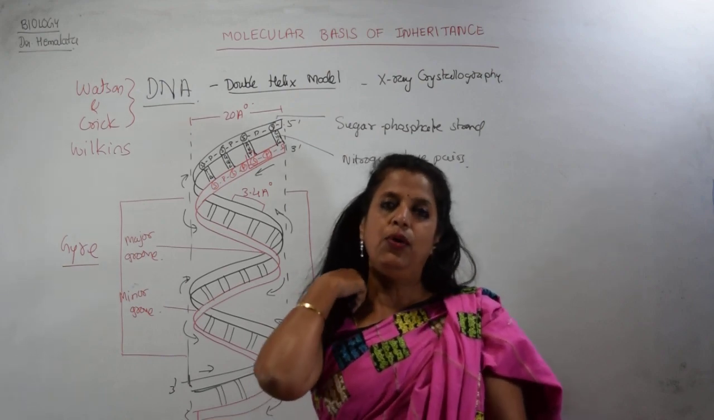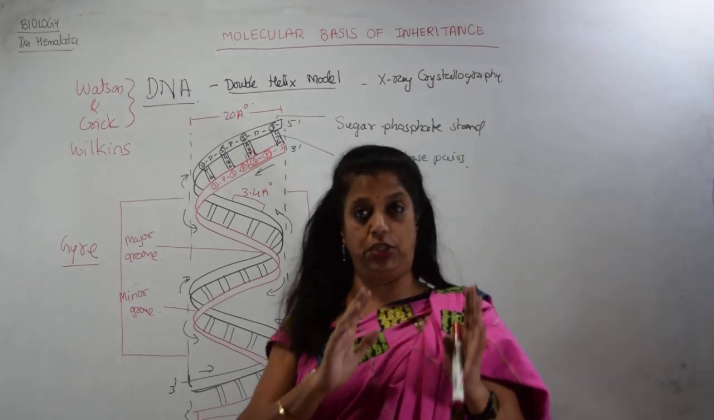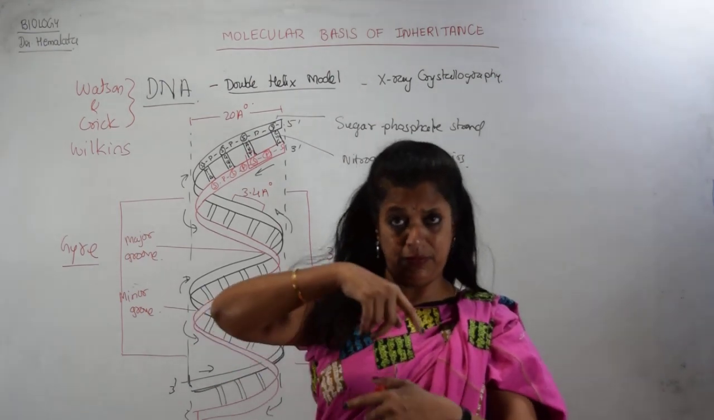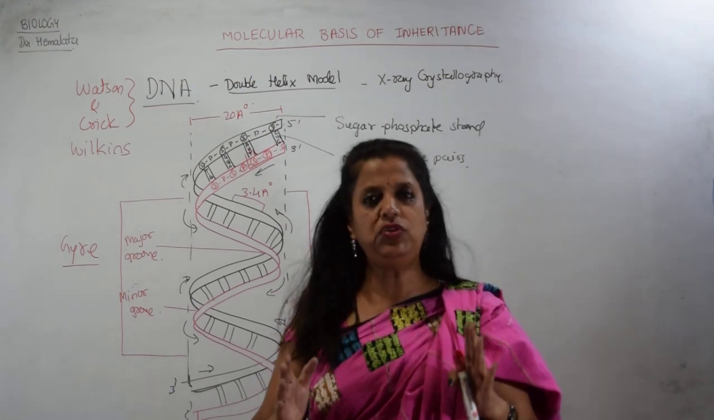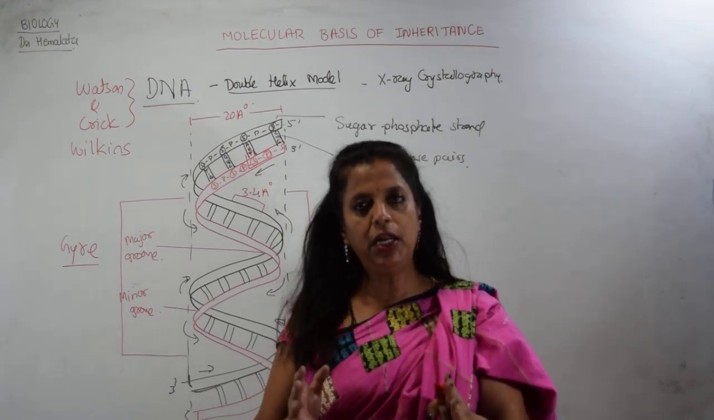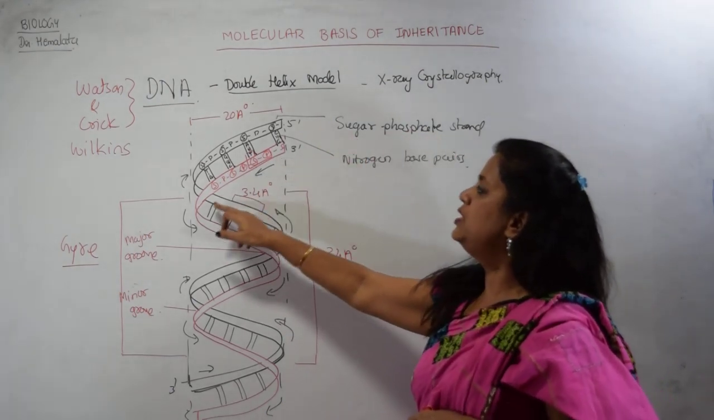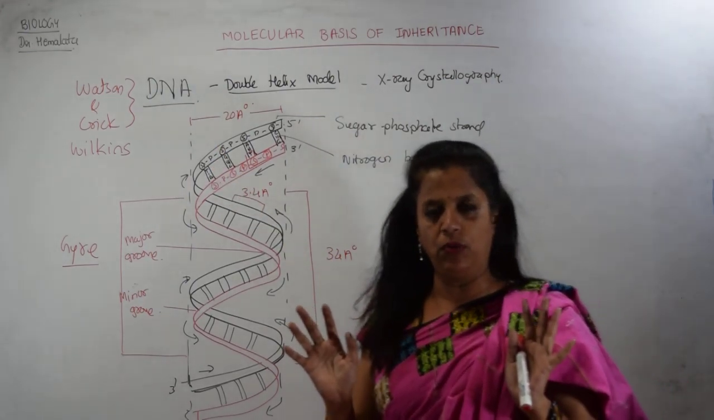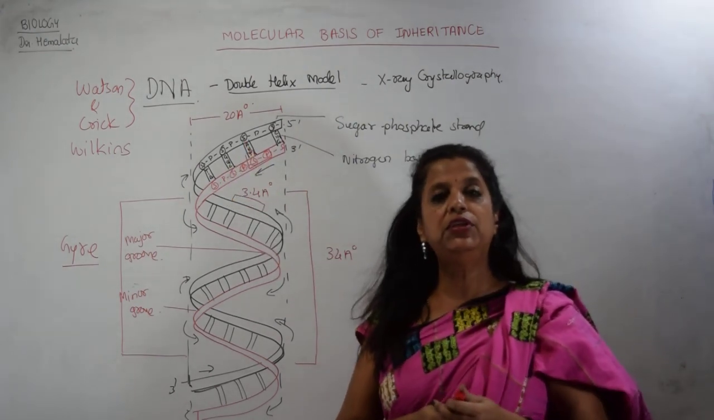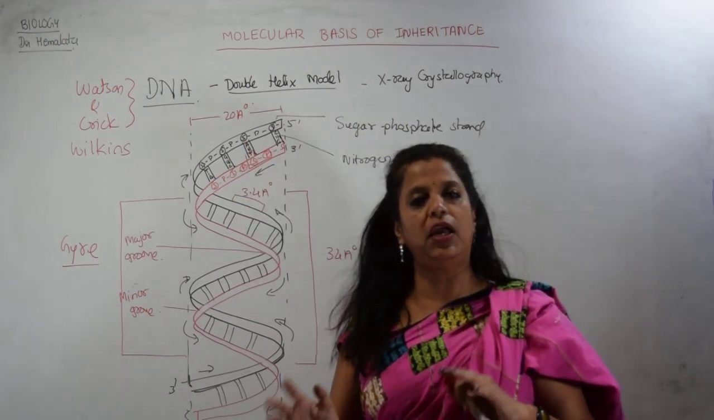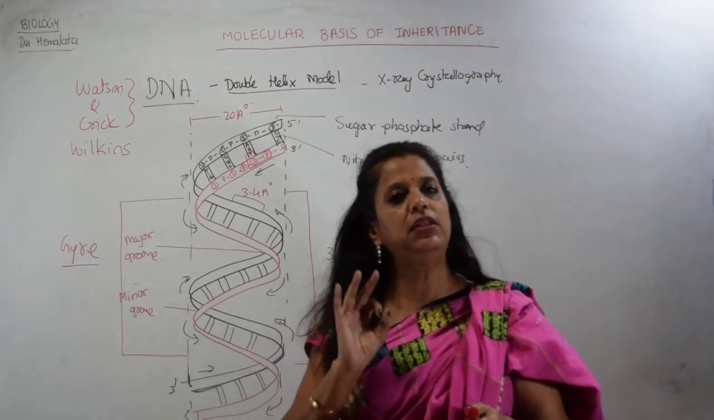Let me summarize it. According to them, DNA is a double-stranded helical structure. It's not a simple ladder, it is a helically coiled ladder-like structure. What does it consist of? The two strands are made up of a sugar and phosphate backbone, one strand, another strand. The two strands are connected by the nitrogen bases, in which the pairing will be adenine with thymine or thymine with adenine, with 2 hydrogen bonds. Guanine with cytosine, cytosine with guanine by 3 hydrogen bonds.